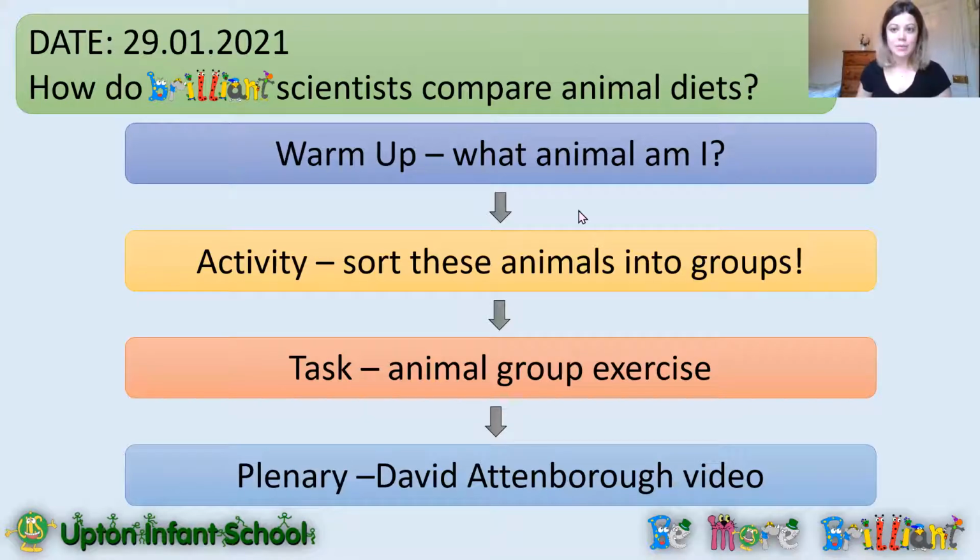We're going to play a game called What Animal Am I? I would like you to try and guess the animal that's going to appear on the screen in a minute and then tell me whether it's a herbivore, a carnivore or an omnivore. And then we're going to have an activity. We're going to sort some animals into groups based on what they eat. And then you're going to do an exercise as your task. You're going to do something creative by putting animals into groups, but we'll talk a bit more about that later.